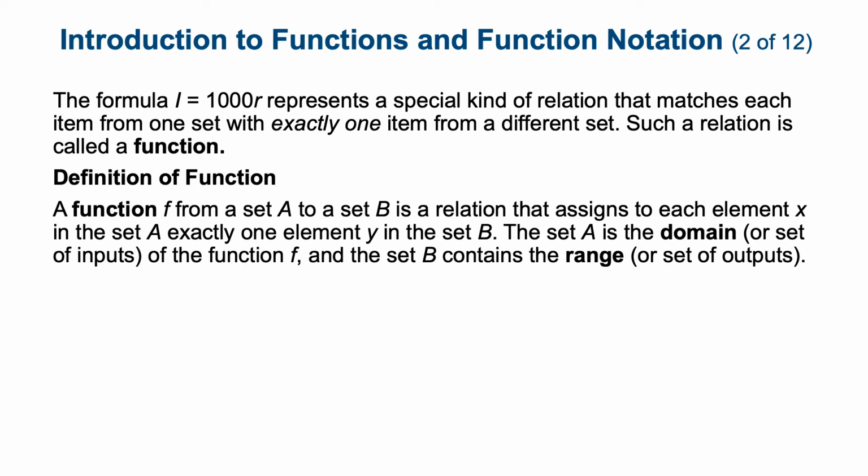Set A, the set of all possible X, the set of all inputs, is called the domain of the function F, and set B we would call the range, because it's the output, the set of all outputs. Of course this is better illustrated with a beautiful picture.